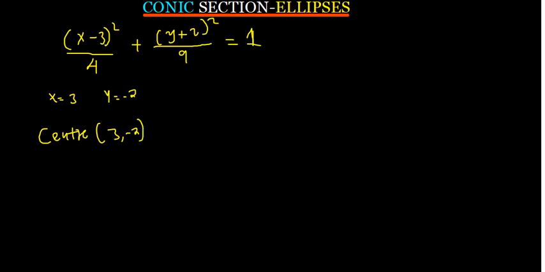Okay. Now, this one, the 9, is bigger than the 4, meaning that our a is going to be the square root of 9, that is a 3. And then our b is going to be the square root of 4, that is a 2. Okay, now we can sketch this one.